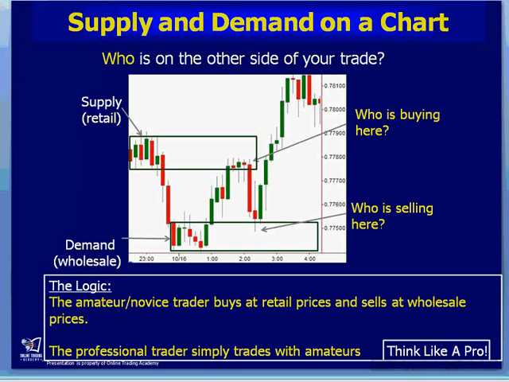So far we've learned to identify supply and demand levels on the chart. Let's move to step number 2, and then we'll take this stuff a lot deeper. Step number 2, understanding who is on the other side of our trades, okay?